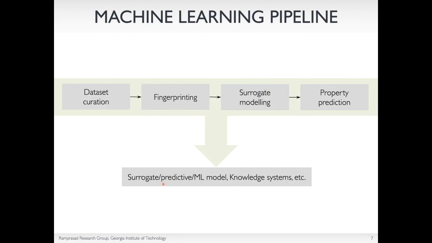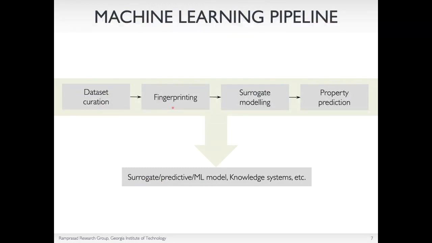If there is a problem for which there is just no data, machine learning is not your tool. Either you have to have a fair amount of prior data, or you need to put some effort to create data. So that's the first step: data collection and data curation. The second step is fingerprinting.